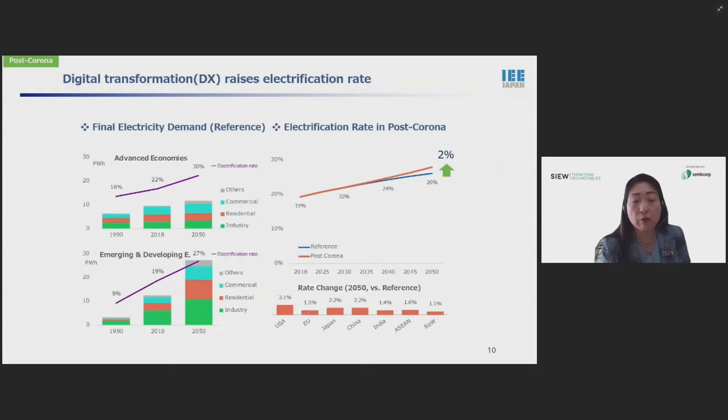Now, on the influence of digital transformation. In the reference scenario, electricity demand in the industry and building sectors surged along with the economic growth of developing countries. Energy demand becomes more electrified. In the post-corona scenario, digital transformation supports remote economic activities and further promotes the electrification rate by 2%. Next.